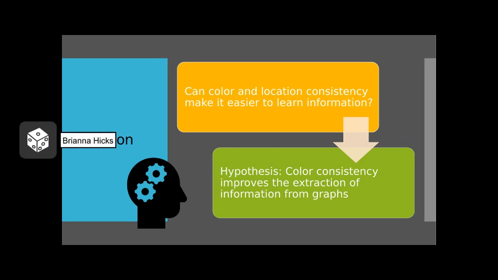The goal of this experiment was to directly examine how color consistency influences the extraction of information from graphs and the memory for answers interpreted from graphs, or the learned information. Our hypothesis is that color consistency improves the extraction of information from graphs.